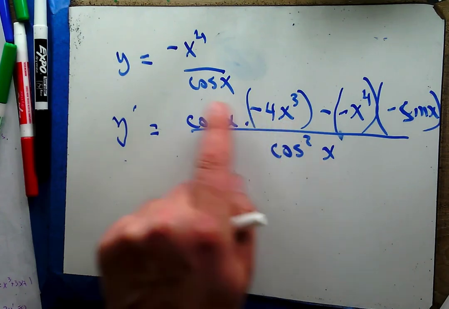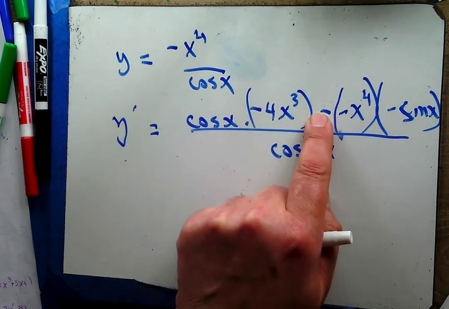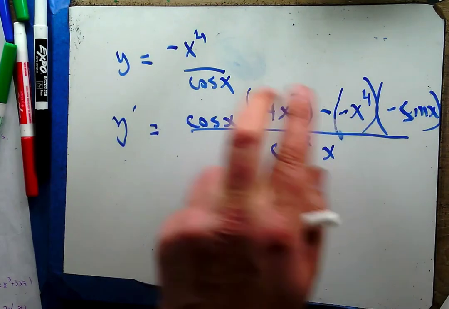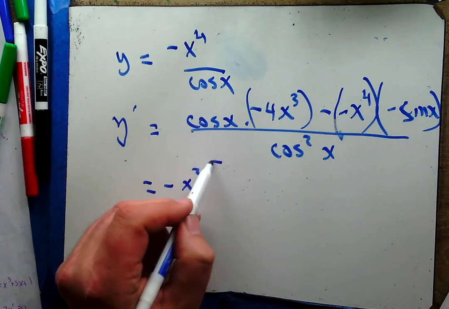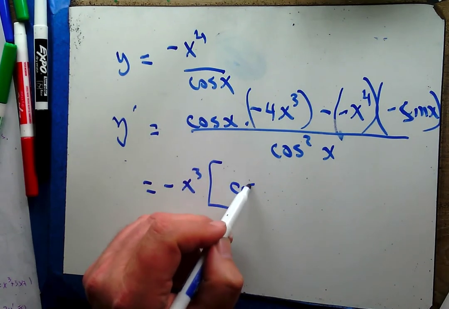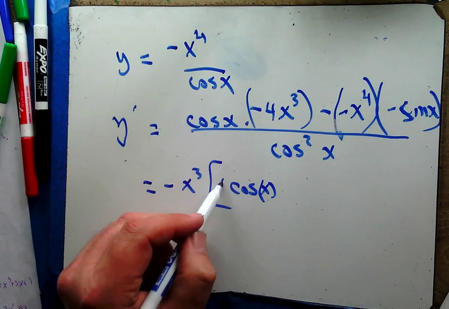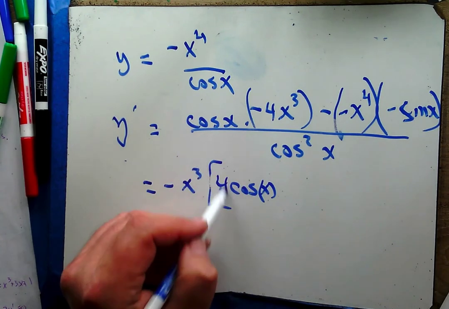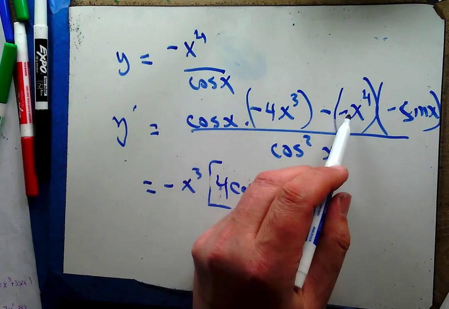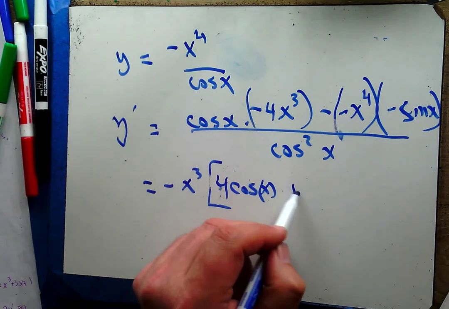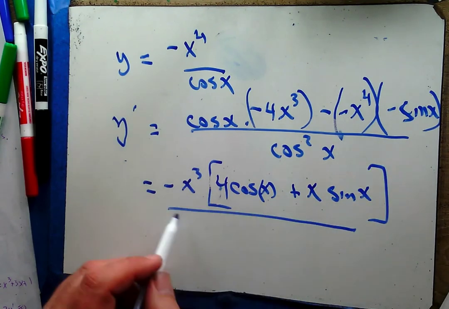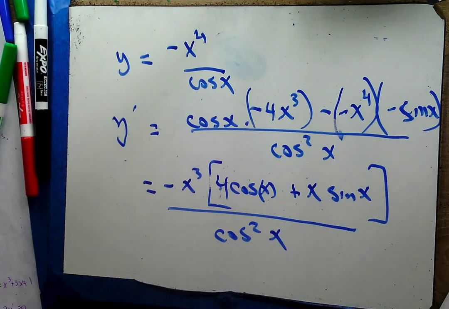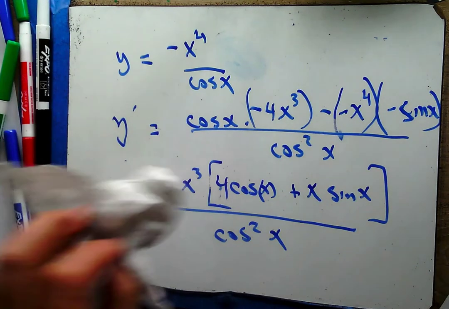I'm going to pull that negative here. Negative times negative times negative is negative. In fact, I'm going to take out a negative x to the 3rd from each term. So then I'm left with cosine x times nothing, oh, times 4. And then that's a plus times a minus. I take out the minus, I have a plus x sine x. Then all of this is over cosine squared x. Okay, so that's quotient rule.